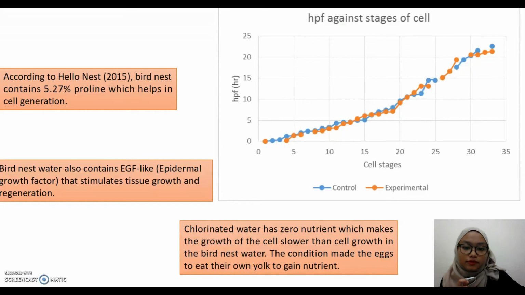Chlorinated water also has zero nutrients, which makes the growth of the cell slower than cell growth in the bird nest water. This condition makes the eggs eat their own yolk to gain nutrients.